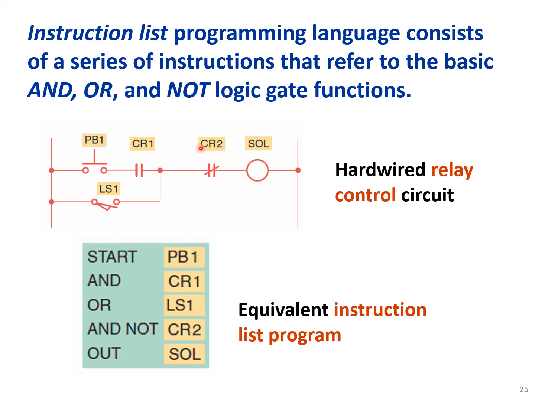So this one is in series with this part, and not CR2, then the solenoid output will be true. So if the logic here holds, if we get true on this logic, then we will also get a true output, or the output solenoid will be on.